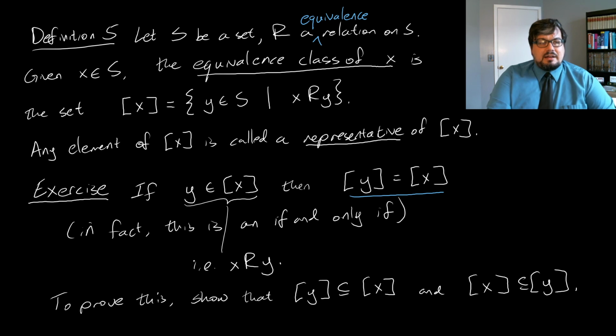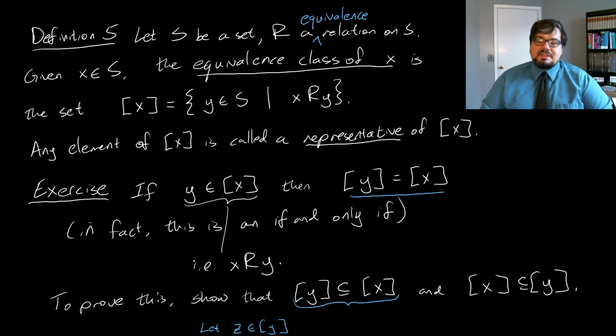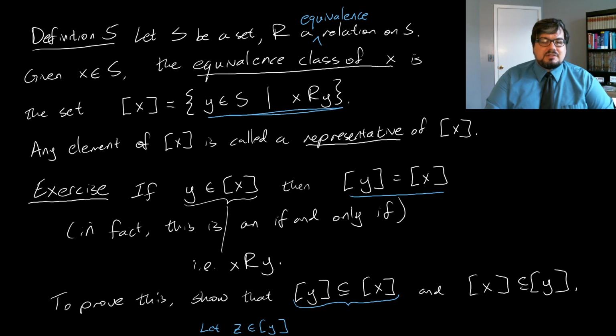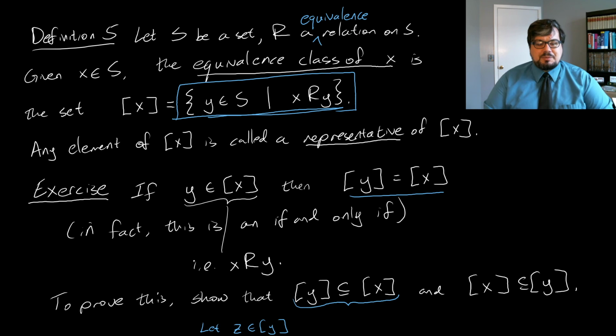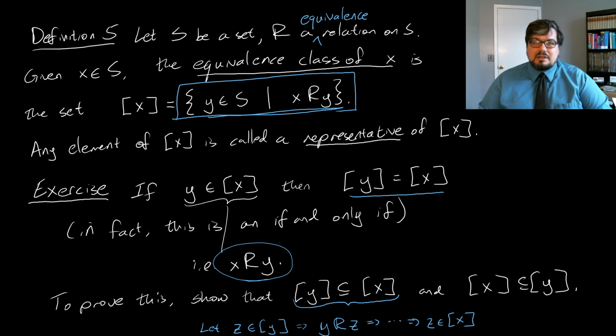And just to give you a head start on this, if we look at this first part right here, we'll start off by saying something like let z be in the equivalence class of y. And then we think about what does that mean? Well, for z to be in the equivalence class of y, that means that y has to be related to z. So using this description up here, that means that y is related to z, and then you want to use the fact that y is related to z together with what you already know about x and y to somehow conclude that z is in the equivalence class of x, or in other words, that z is related to x. And so for this, you're going to need symmetry, you're going to need transitivity, etc.